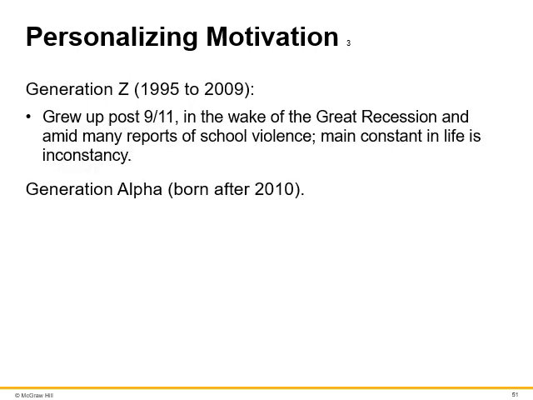This slide just goes on to give the different generations from 95 through 2010. We talked a little bit about it in the previous slide, but it really just gives the Gen Z timeline as well as what they grew up around. So they grew up after the 9/11 attack on the United States, in the wake of the Great Recession, where there was a lot of school violence. And the main constant in life was inconsistency, unfortunately. And then we have Generation Alpha, which is a new one for me, for anyone born past 2010.